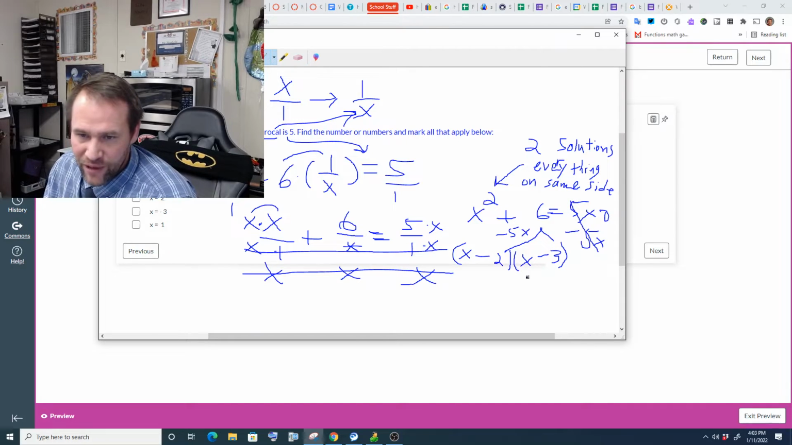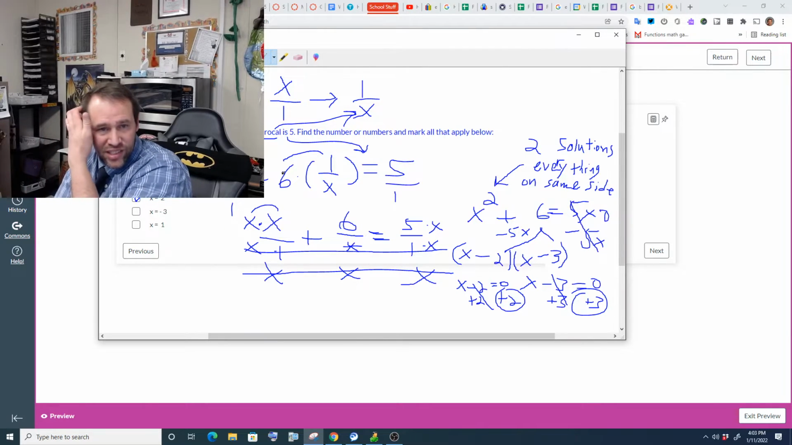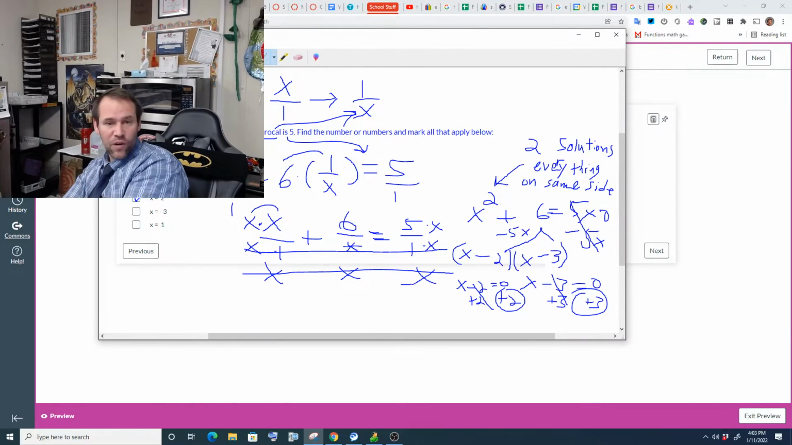We factored it right. Then you go ahead and take those factors, x minus 3, and you set it equal to 0. Take x minus 2, set it equal to 0. So set them both equal to 0 to get our solutions. And so we add 2 to the other side, add 3 to the other side. And so when you do that, you get x equals 2 and 3. So our answers are positive 2 and positive 3.